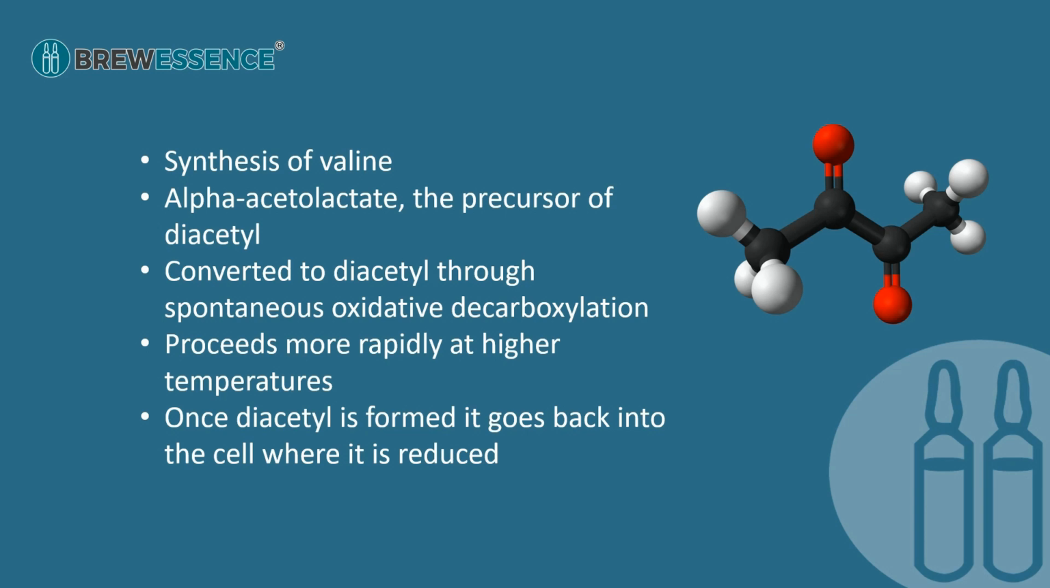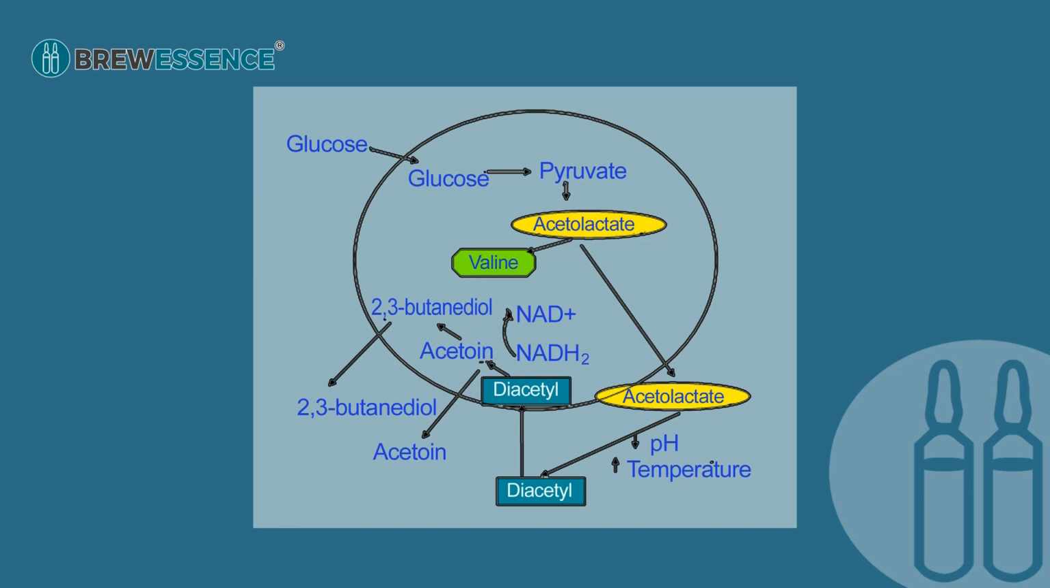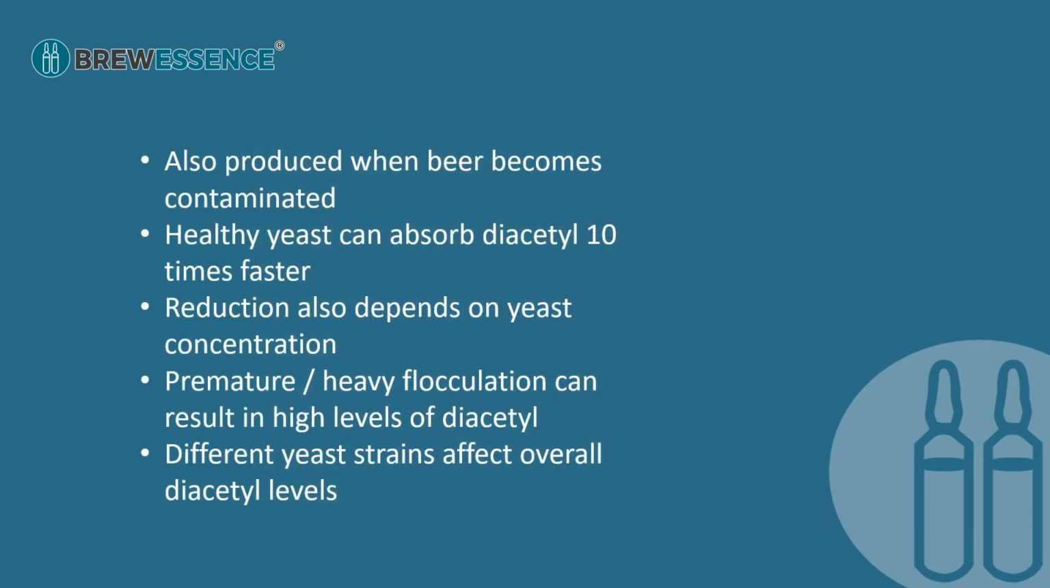Once diacetyl is formed, it goes back into the cell, where it's reduced to acetoin and 2,3-butanediol. These two compounds will leak out of the cell, but they have very high flavor thresholds and will not be present at the concentrations that are detectable. Diacetyl is also produced when beer becomes contaminated or infected by some beer-spoiling bacteria.